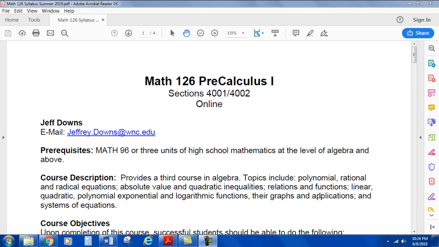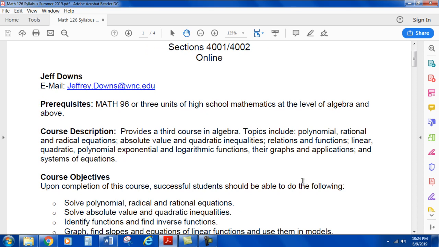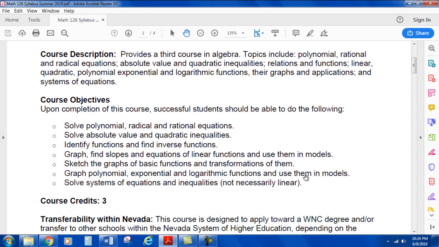Okay, prerequisites for this class: Math 96, or 3 units of high school mathematics, the level of algebra and above. Course description provides a third course in algebra. Topics include polynomial, rational, and radical equations, absolute value and quadratic inequalities, relations and functions, linear, quadratic, polynomial, exponential, and logarithmic functions, their graphs and applications, and systems of equations.